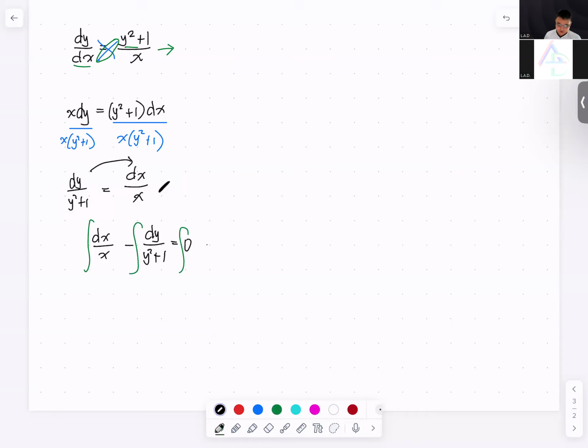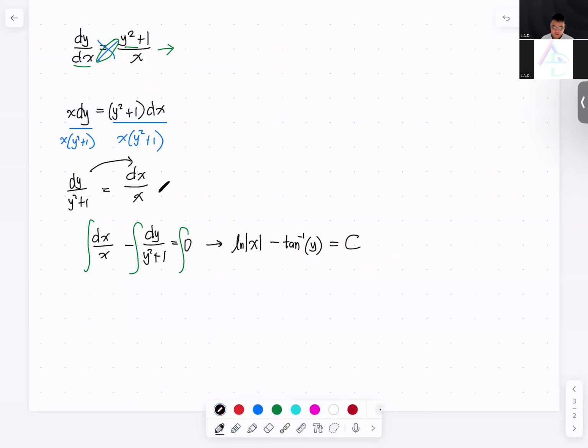So integrating this becomes the natural log of the absolute value of x. That's the formula, right? And then, that's minus the tangent inverse of y equal to the arbitrary constant. Now, in some books, they just want this answer. Some books, this is okay. In some books, they still try to solve for y, okay?